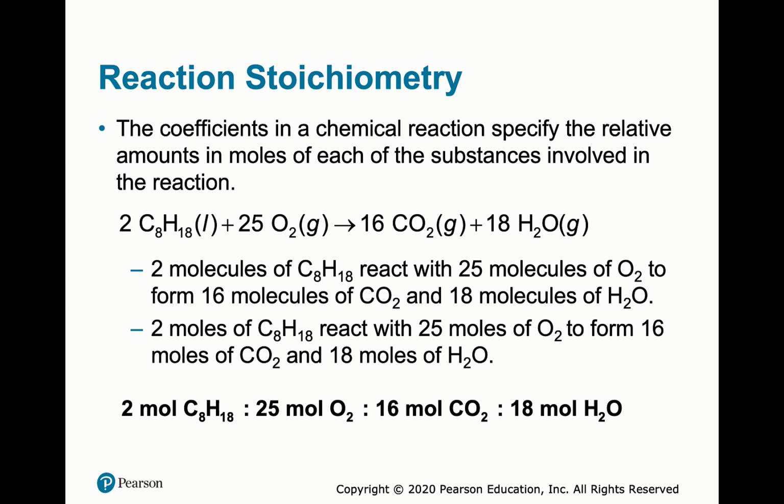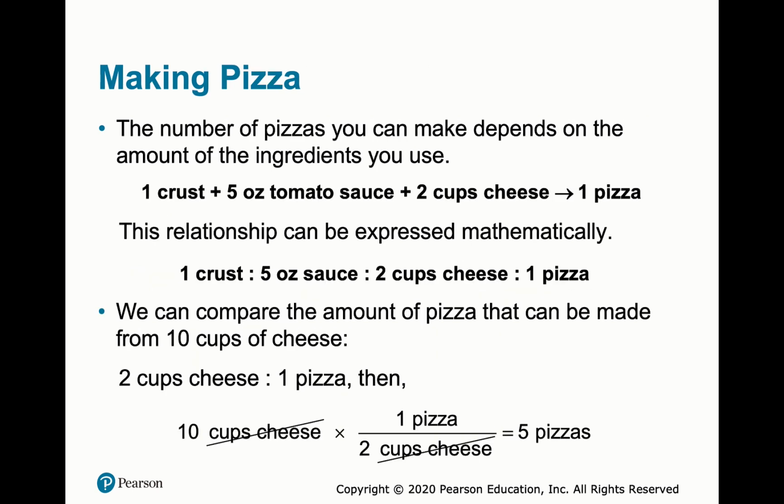And you can look at that as moles as well. And molecules, moles, the ratios don't change. So let's change topics, and what I'm going to build up to is a concept called the limiting reagent. So the number of pizzas that you have depends on the amount of materials you have. And here's the recipe for a pizza.